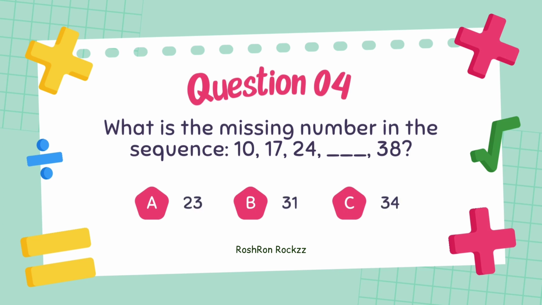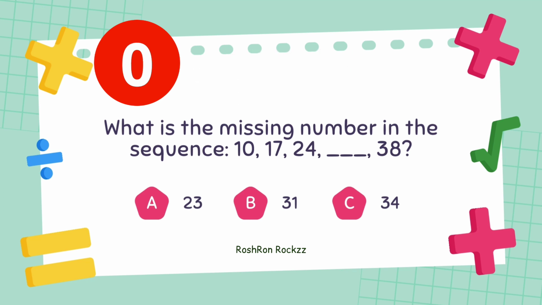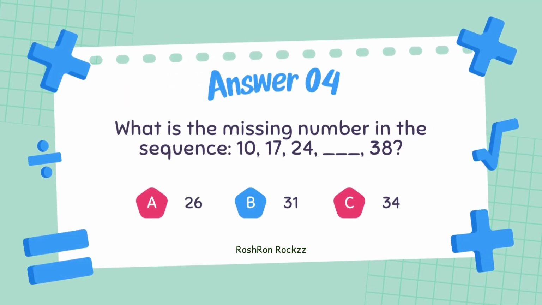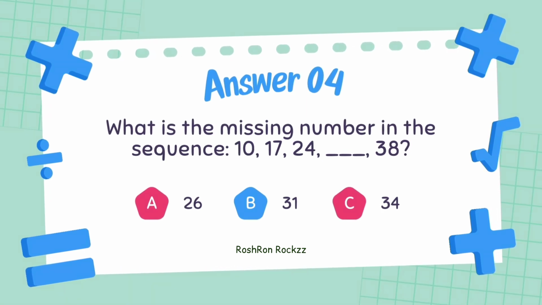Question 4. What is the missing number in the sequence? 10, 17, 24, dash, 38. The answer is option B, 31. Each number in the sequence is obtained by adding 7 to the previous number.